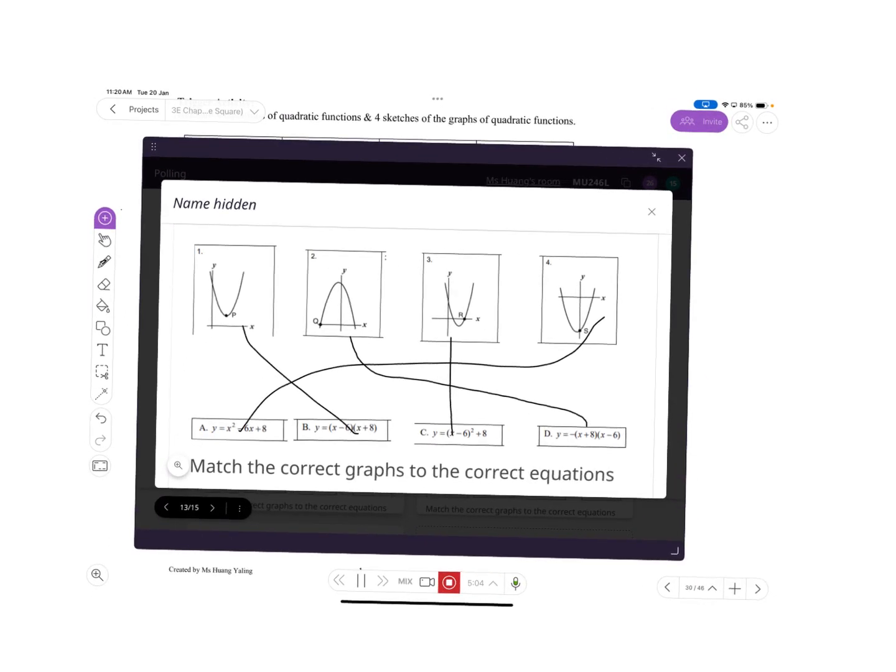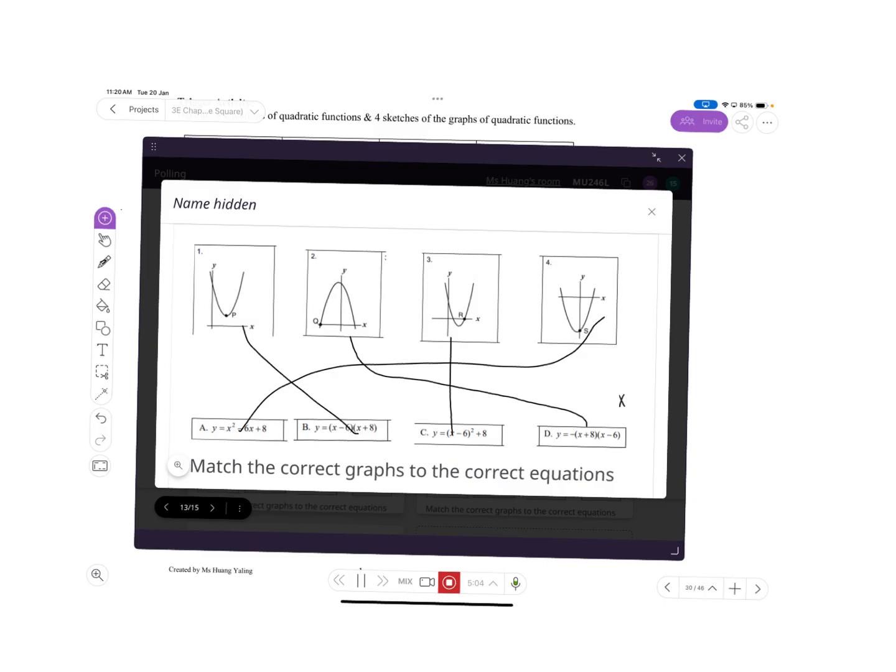Okay, let's look at this one. First of all, how do you decide? You can look at the coefficient to decide the shape first. This is the only one that has a negative coefficient of x squared, so it must be a maximum curve because it's a frowning curve. So this one is D.